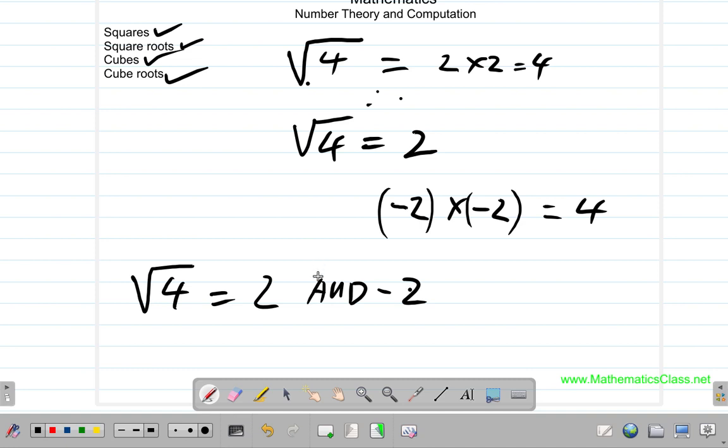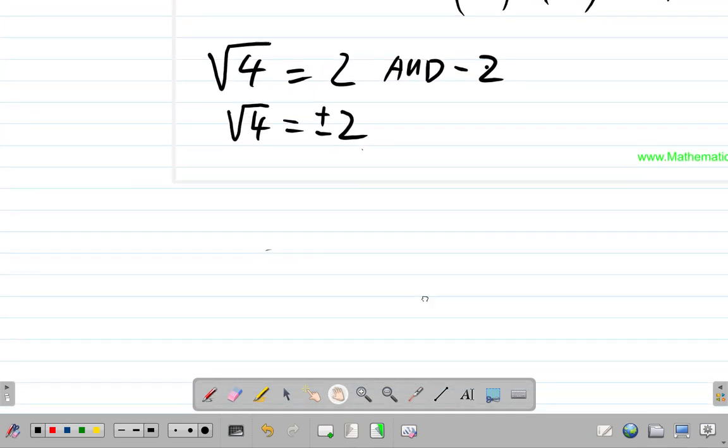Now, you can just write it and say the square root of 4 is positive and negative 2. So you see, the short way to write that, instead of writing 2 and negative 2, instead of writing positive and negative 2, you say plus or minus 2. So you see, the square root of 4 is positive 2 and negative 2. Nice. We're going to talk about one more thing before we end the video.